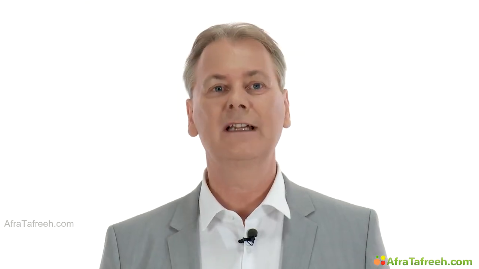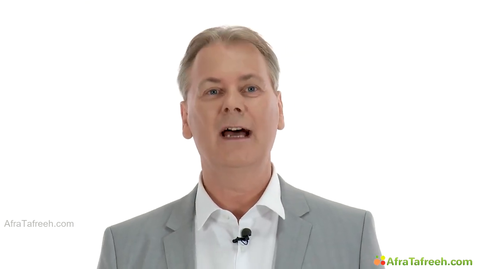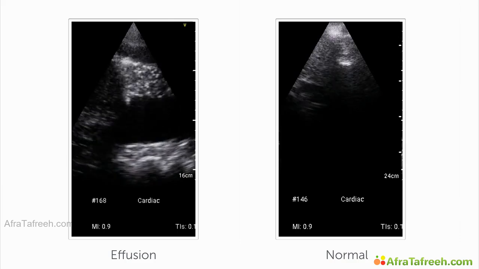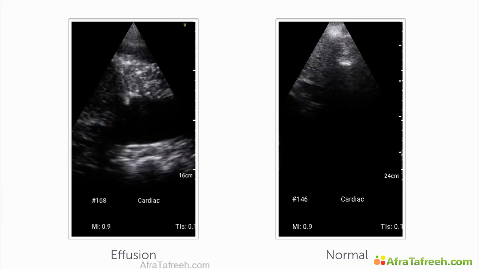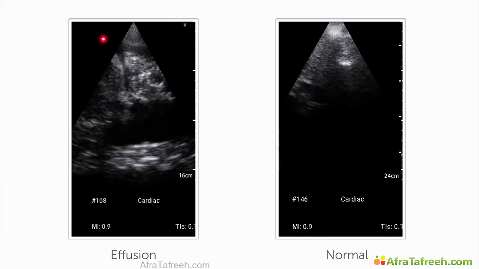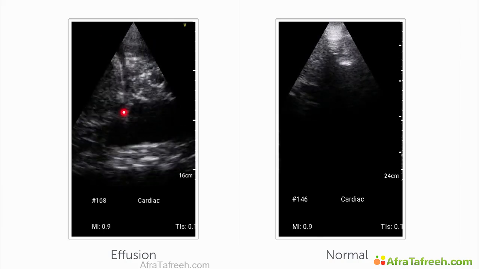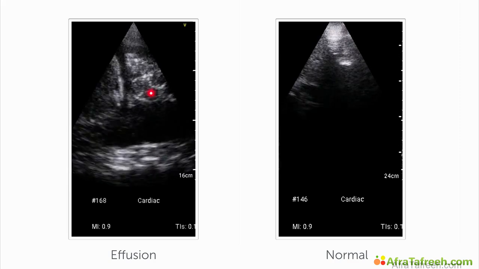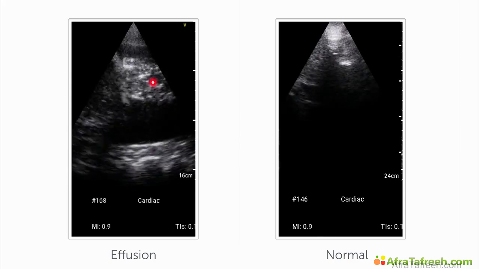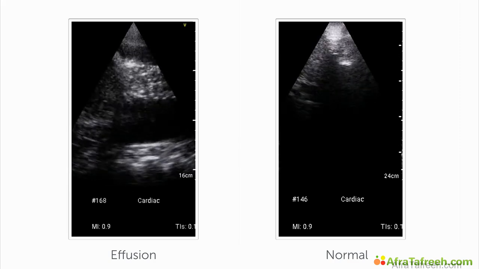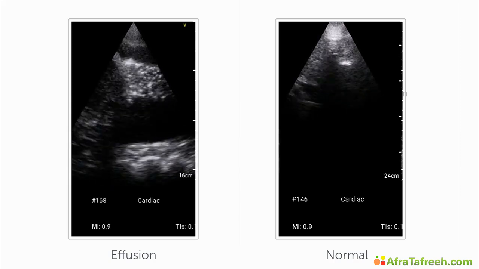Now it's time to take a look at some images and to look at how a pleural effusion can present. Here on the left-hand side, you have a phased array transducer where we see an echo-free space cranial to the diaphragm. This is consolidated lung. This patient had pneumonia. On the right-hand side, you see a patient that does not have a pleural effusion.